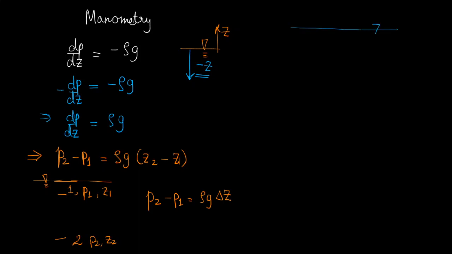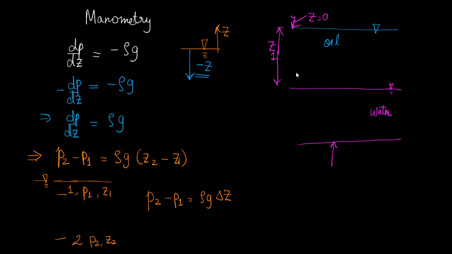So let us consider a simple illustrative example with multiple fluids. Suppose this is the free surface and this is oil, and at a certain depth we have the oil-water interface, and I want to know what is the pressure at this point. Suppose this depth is Z1, that means that this point is Z equal to 0, this point is Z equal to Z1, and this depth is suppose Z2, meaning that this point is at Z equal to Z1 plus Z2.